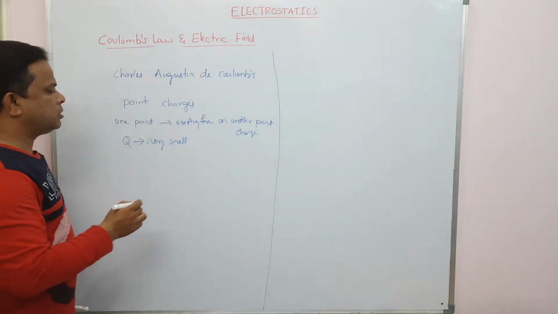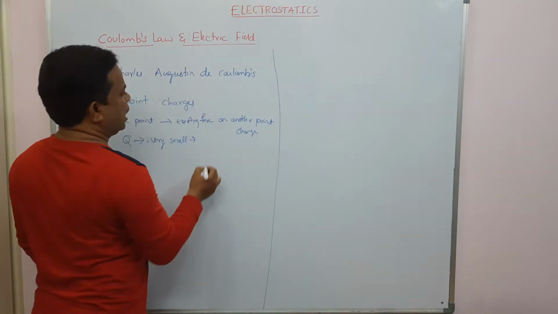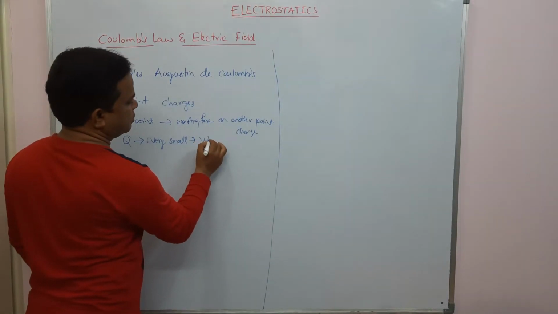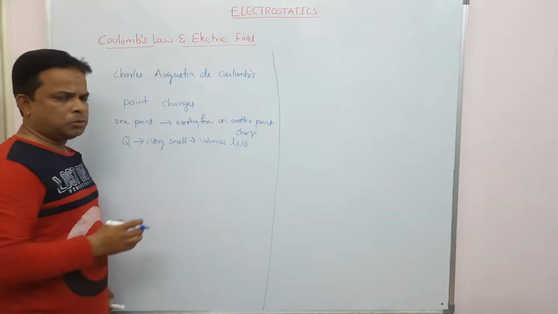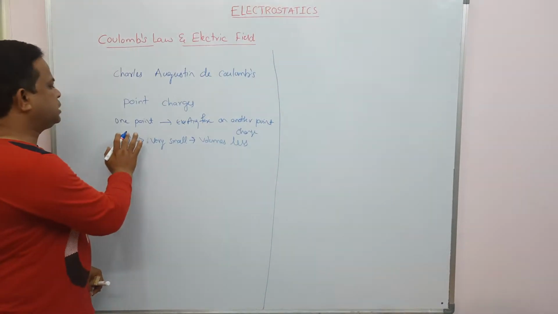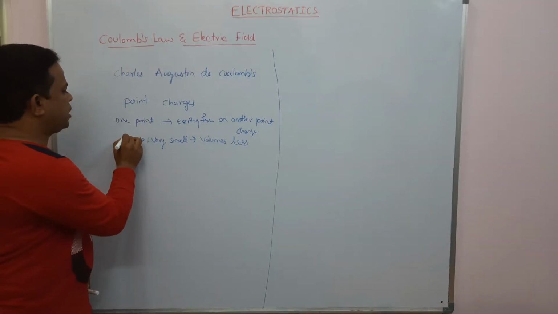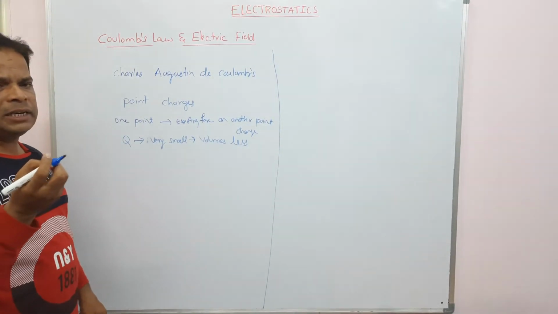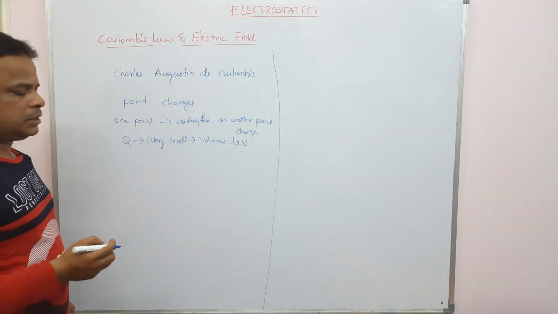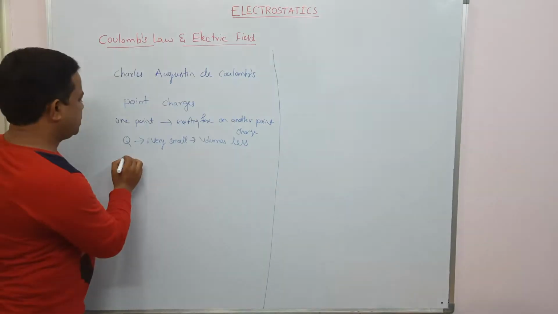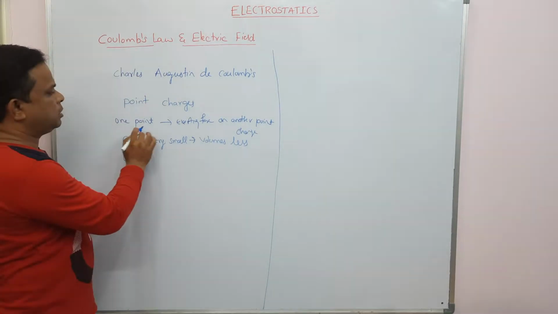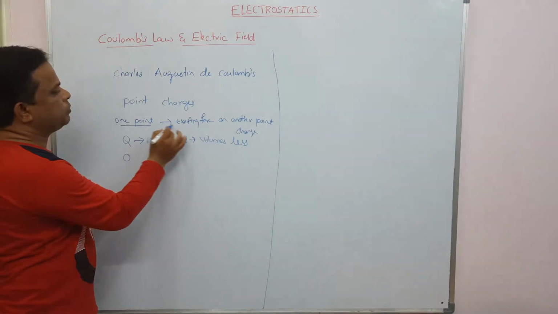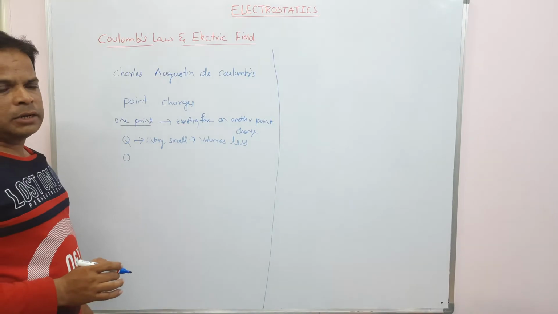So the point charge is volumeless. It doesn't occupy any space. So here point charge means it has negligible dimension, we can say. And this Coulomb's law states that one point charge exerts force on another point charge.